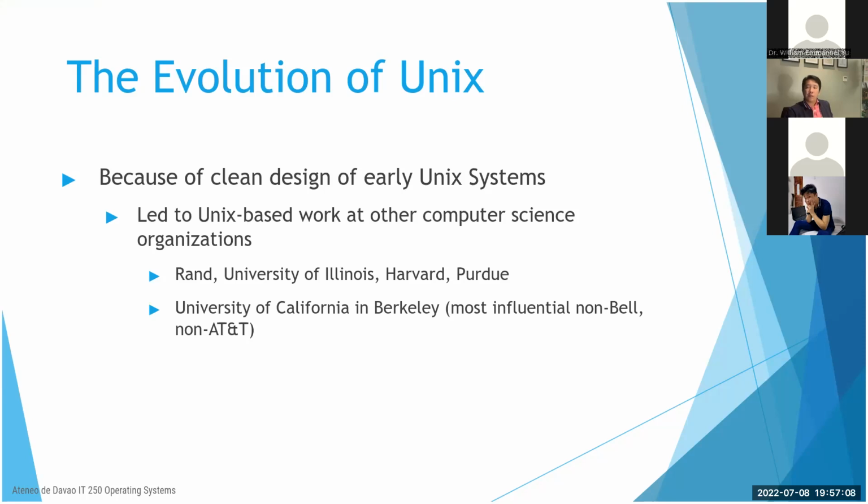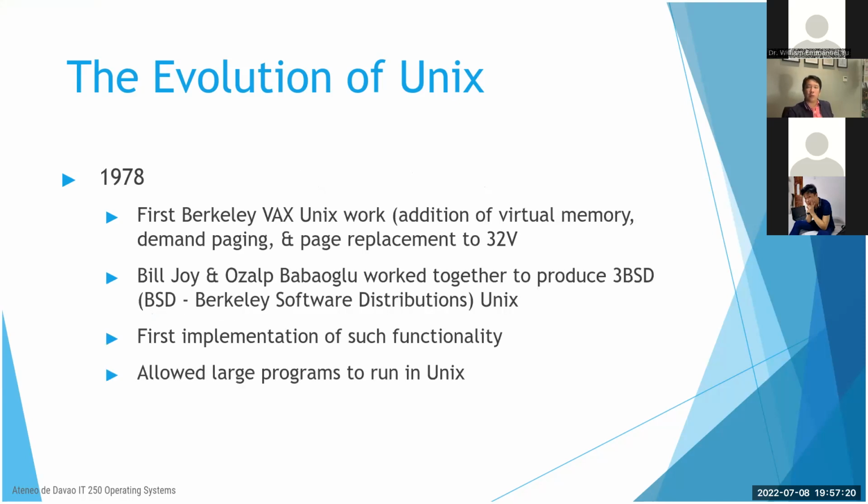Right. One of the benefits of Unix is it was standardized from day one. Its design was clean, right? It was basically meant to be an operating system from the start, and many academic institutions and organizations contributed to Unix. So here's the first VAX work, as presented a while ago, right? And Bill Joy, for example, worked to produce 3BSD, the Berkeley Software Distribution, which was a version of Unix developed at the University of California, Berkeley, implementing such functionality.